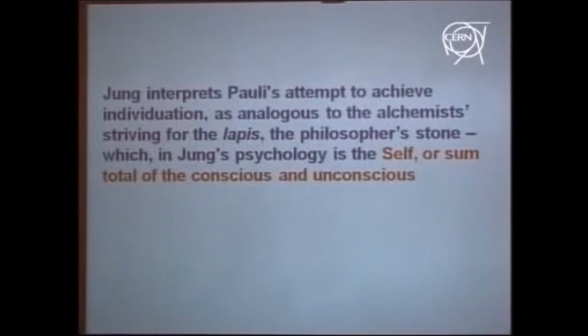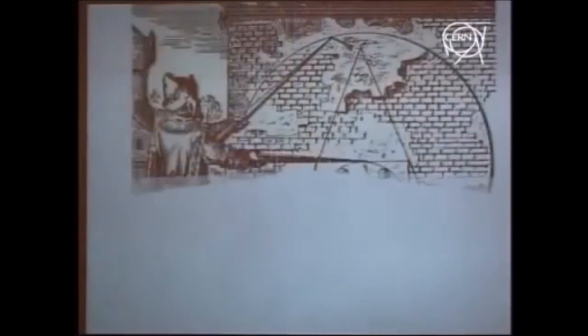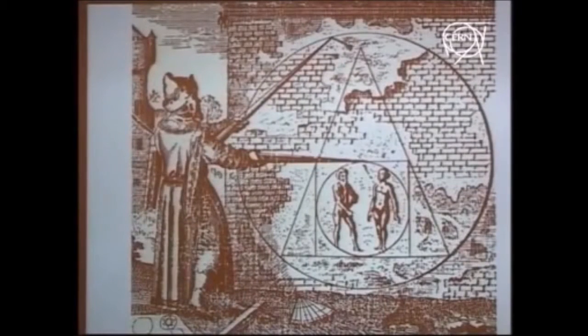Jung interprets Pauli's attempt to achieve individuation through his analysis as analogous to the alchemist striving for the lapis, which is the philosopher's stone, which in Jung's psychology is the self, or sum total of the conscious and unconscious. This is the goal of individuation. Now, in alchemy, the lapis results from a circular transformative process. The four elements, earth, water, air, and fire, continually transform one into the other until finally the fifth element, or the quintessence, emerges. This is the philosopher's stone, the highest level of enlightenment in alchemy. For Jung, the highest level of enlightenment is individuation, signaled by the patient drawing mandalas.